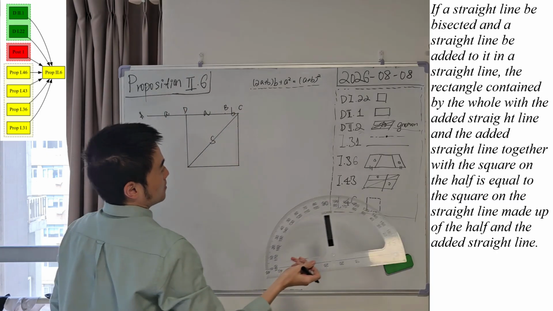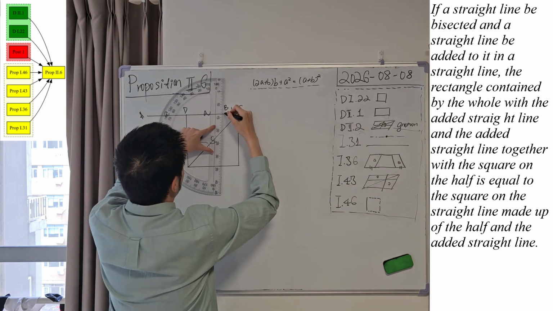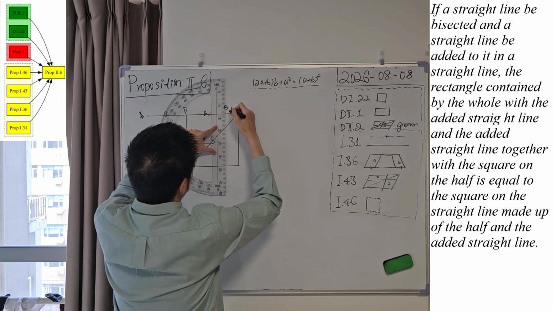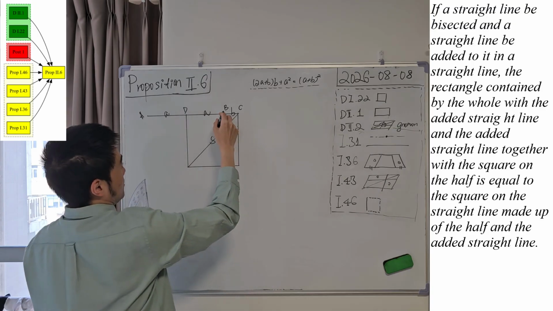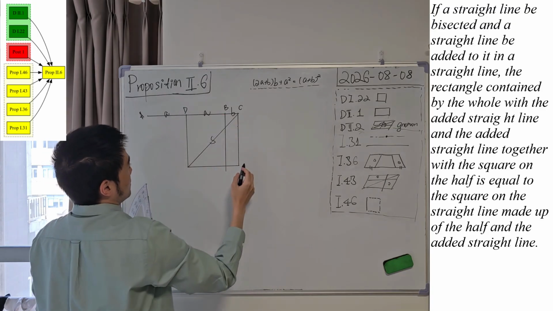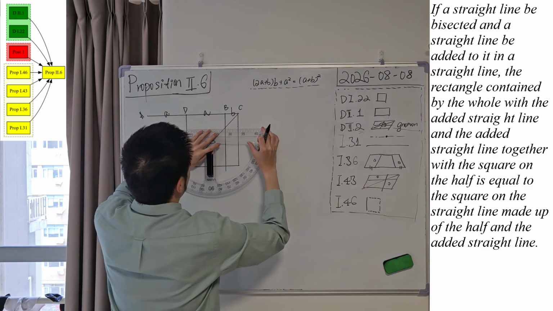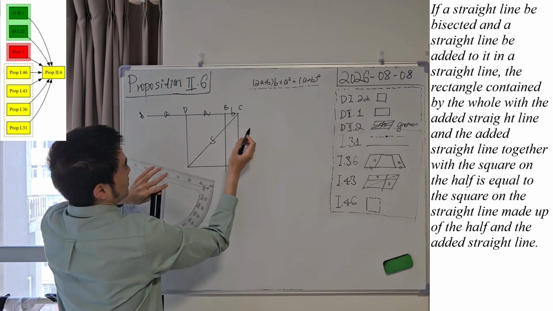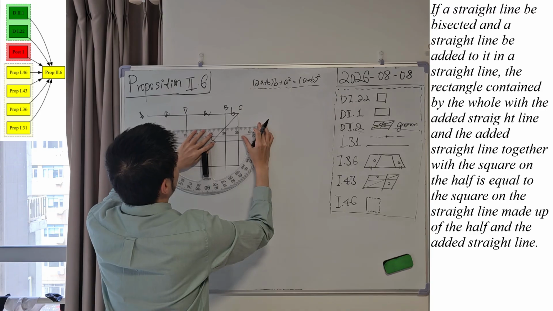And the next step is recall proposition 31. We are allowed to construct a straight line through a point which is parallel to another straight line. So let us construct this straight line through point B that is parallel to this side of the square. And then let us use this proposition again to construct a straight line through this point that is parallel to AB.